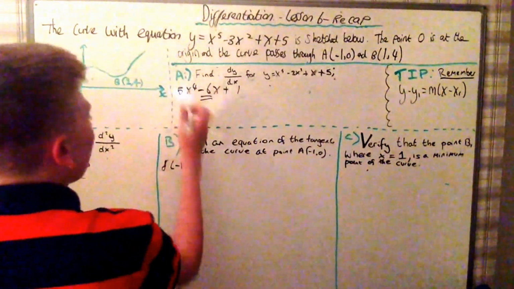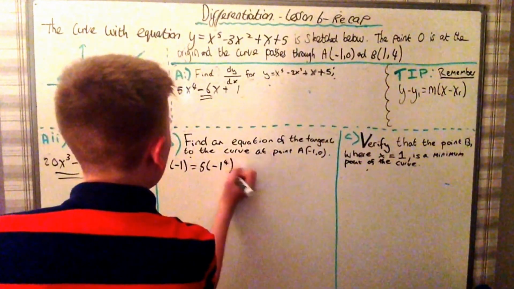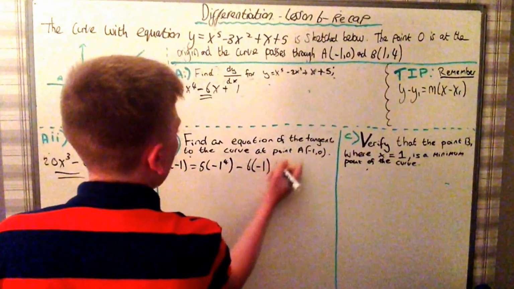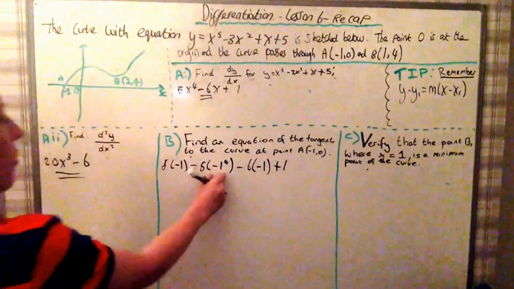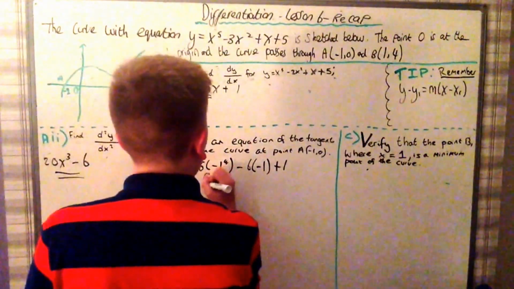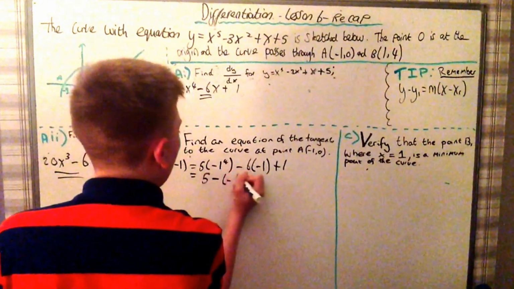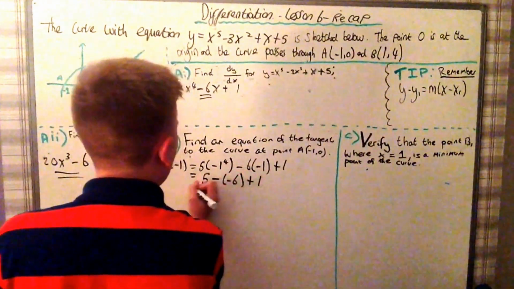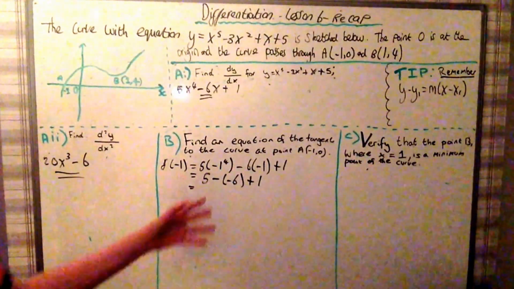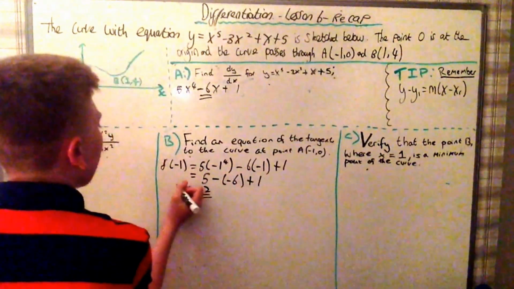So if we do that, we get 5 times minus 1 to the power 4, minus 6 times minus 1, our x value, plus 1. Minus 1 to the power 4 is positive 1, times 5 is 5. Minus 6 times minus 1. 6 times minus 1 is minus 6. So we're minusing minus 6 and then adding 1. Hopefully we can see 5 minus minus 6 is the same as 5 plus 6, which is 11. Then we're adding 1, that's 12. So this is our gradient.